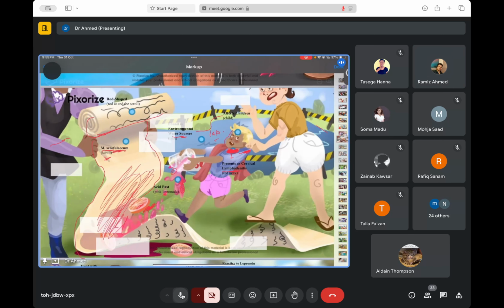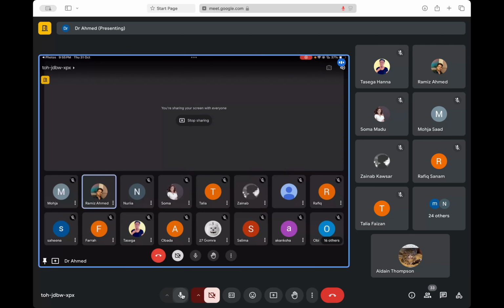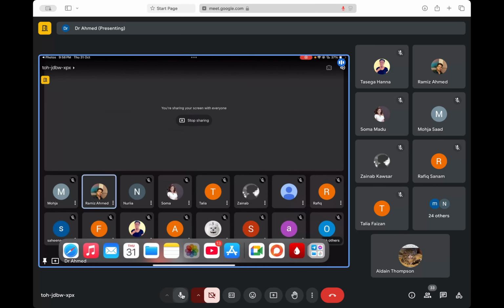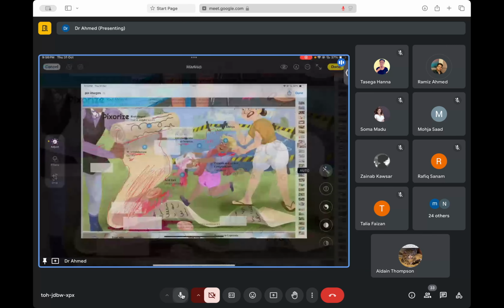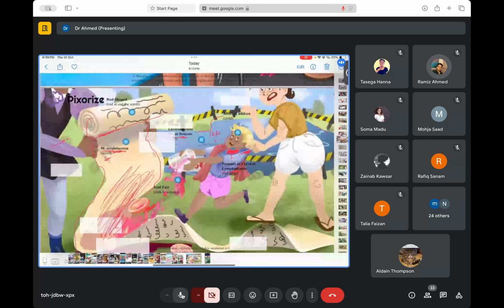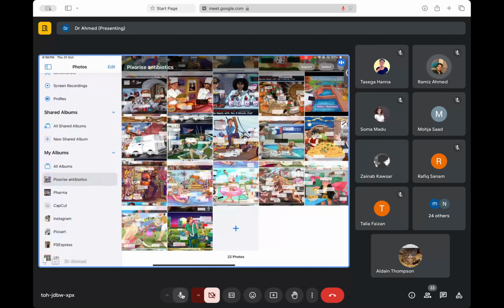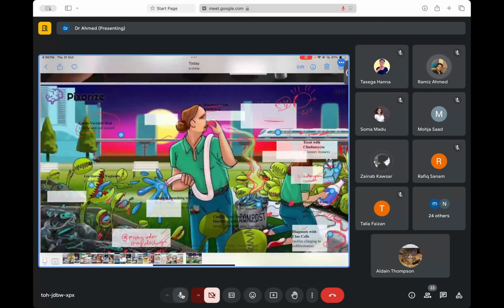Lymphadenitis. Yes. So now Dr. Zainab is going to give us a complete overview of the bugs which we did today. Just give me a second. First of all, the first one.